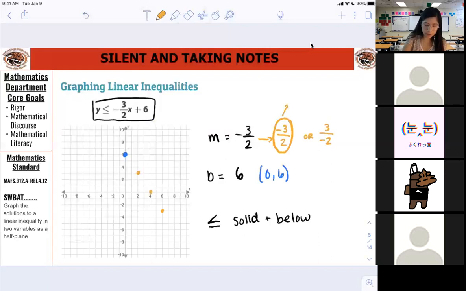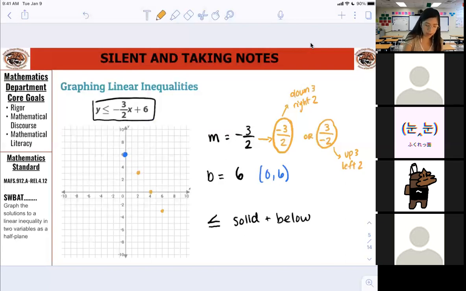Okay. Yeah, so this was down 3 and to the right 2. What would this other one be? What would I do in that case? Up 3, left 2. Yeah, up 3, left 2. And I'll show you now how that still works.